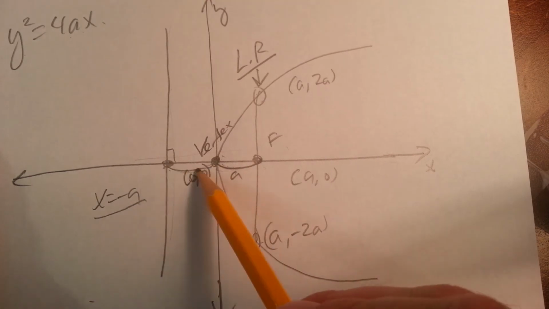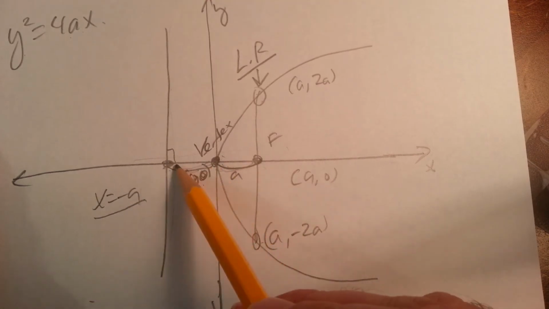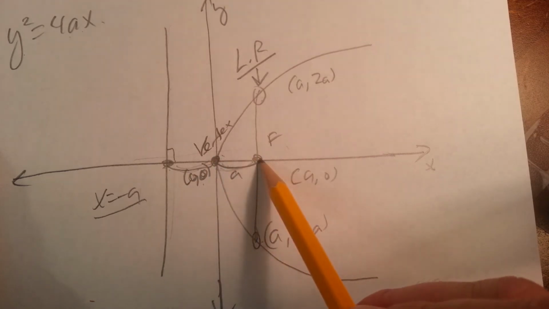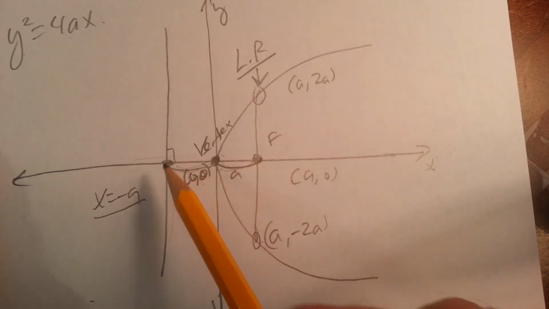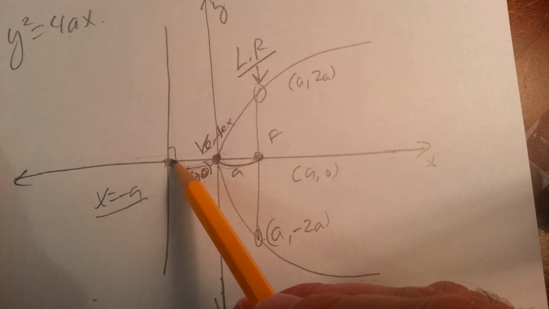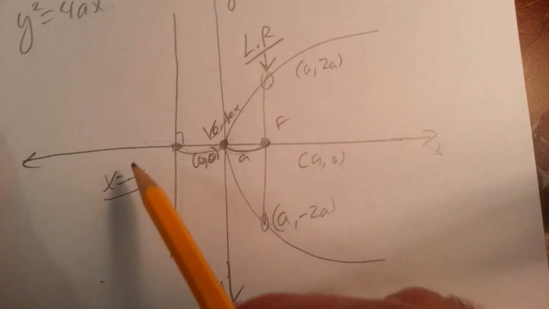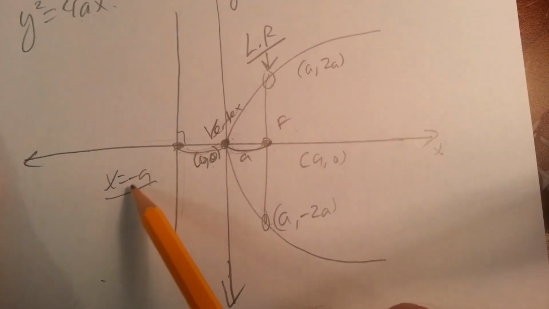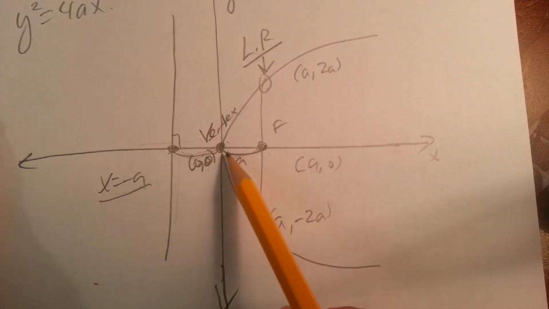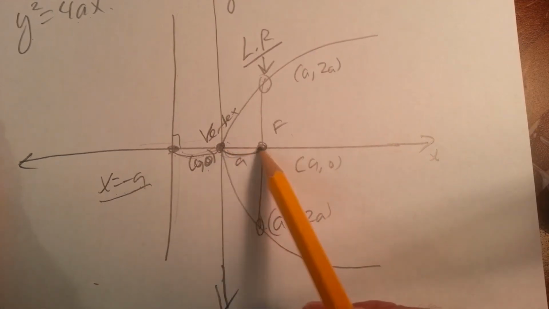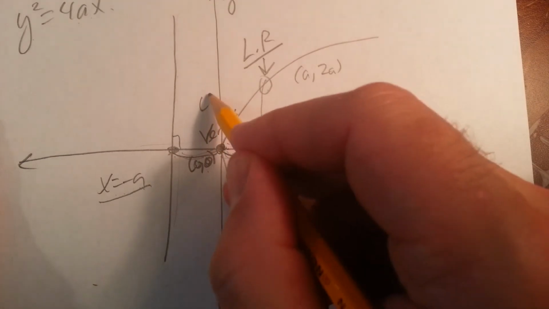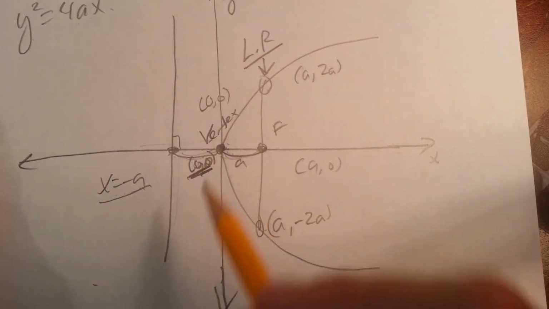Remember, these distances are the same. This distance is a, this distance is a. The vertex to the focus equals the vertex to the directrix, which is a. But if I go a in the negative direction, this is going to be negative a. So my equation for the directrix is x equals negative a. Over here, the focus is, here's my origin, 0, 0, right here.